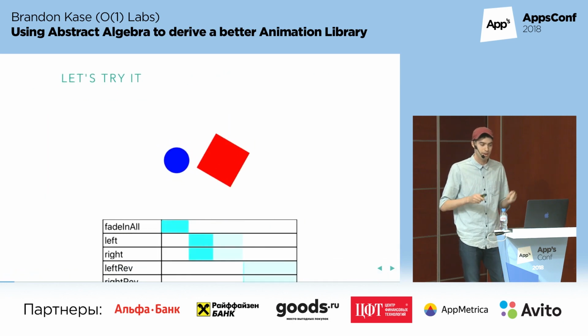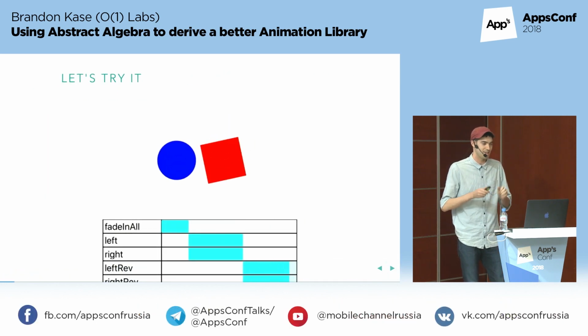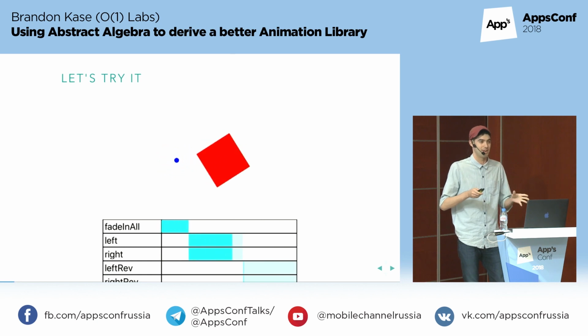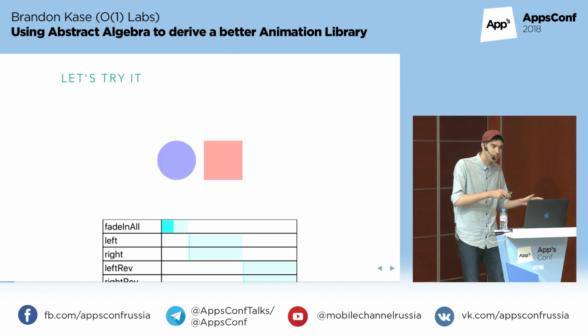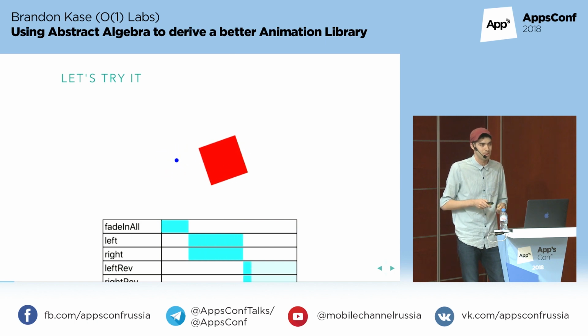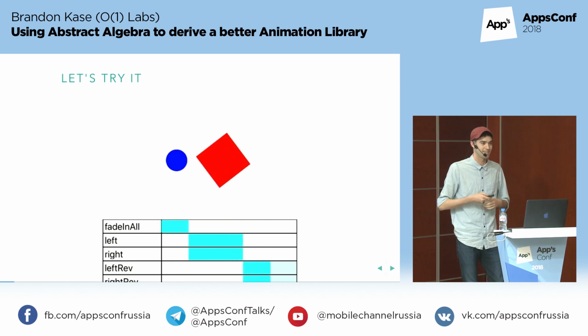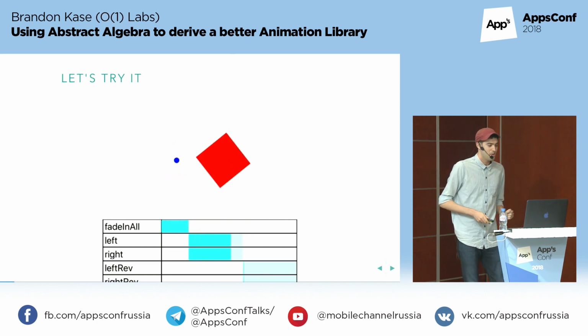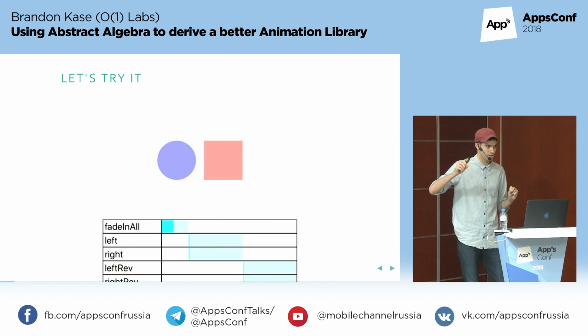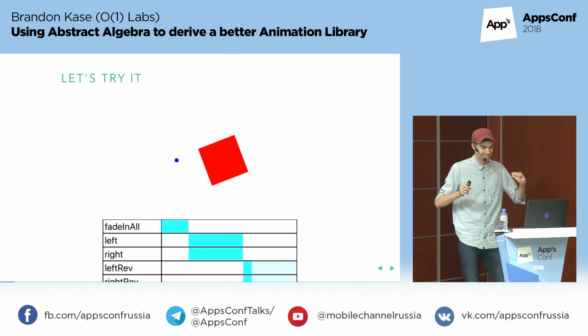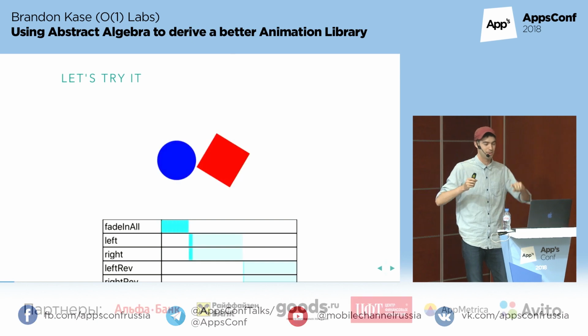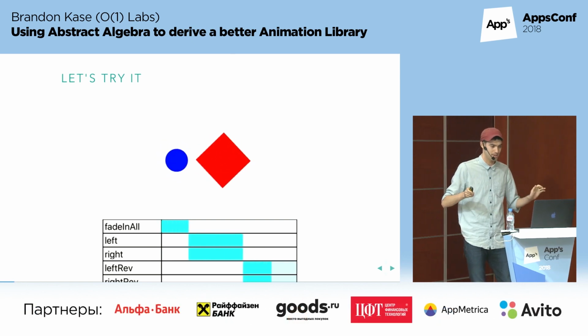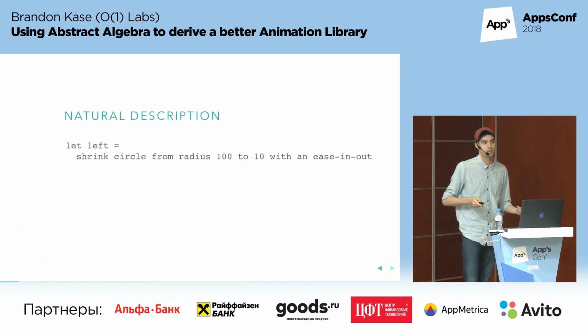I want to use this simple animation as our playground. It's complicated enough to illustrate some problems with existing animation APIs on iOS, but simple enough that we have time to talk about it. So if we look at what's going on, first, well, let's wait for it to finish. First, we fade in two views. We shrink a circle. We rotate a square. And then we grow the circle and we rotate back. It's very simple. I think there's a natural way to describe this.